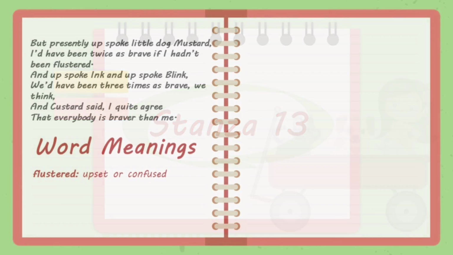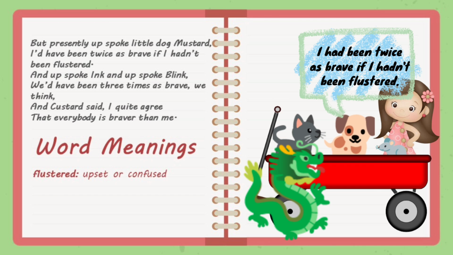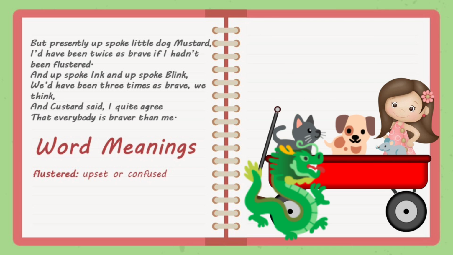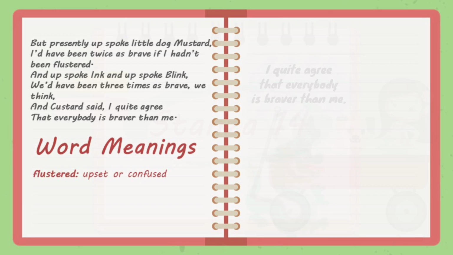Now we see that the dog, the cat, and the mouse of Belinda, even after their cowardly behavior, kept bragging about their bravery. The dog Mustard said that he would have shown bravery twice that of Custard if he had not been agitated. The cat and the mouse too remarked that they would have shown thrice the bravery of the dragon, but Custard, who had proved himself to be the bravest through his fearless deed, refrained from boasting and modestly remarked that all the others in the group were braver than him.